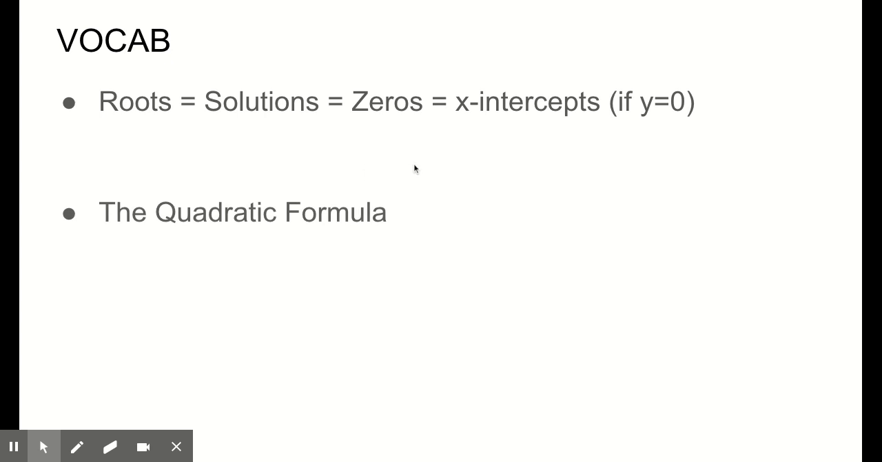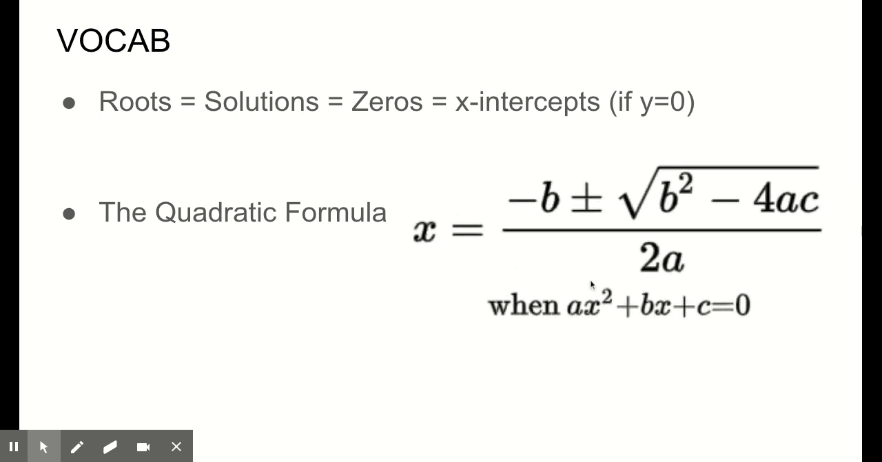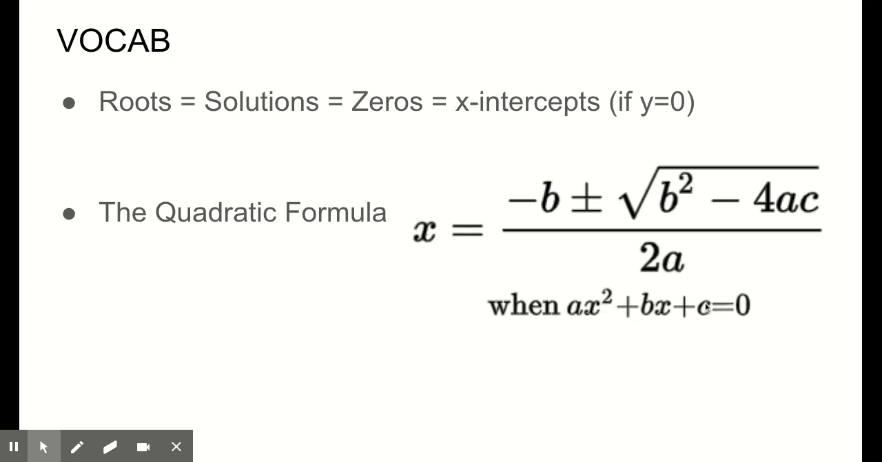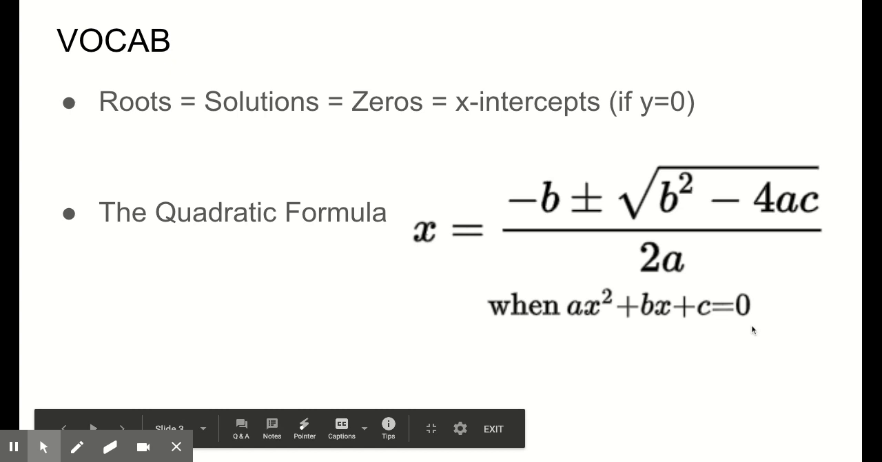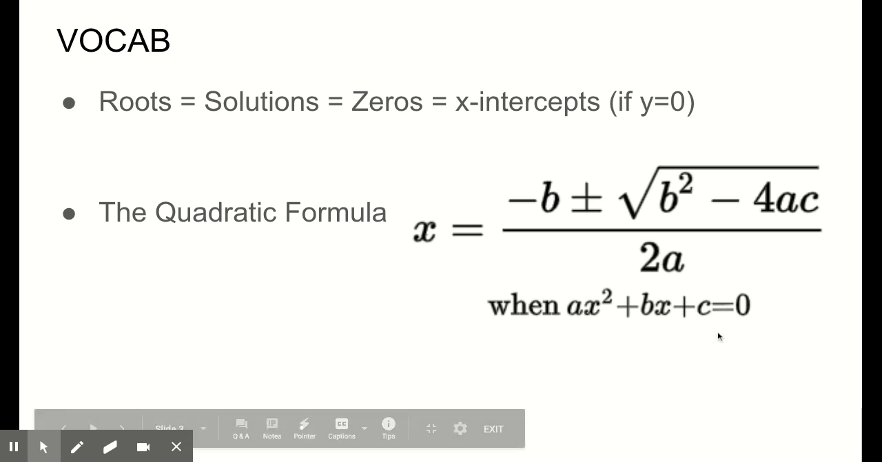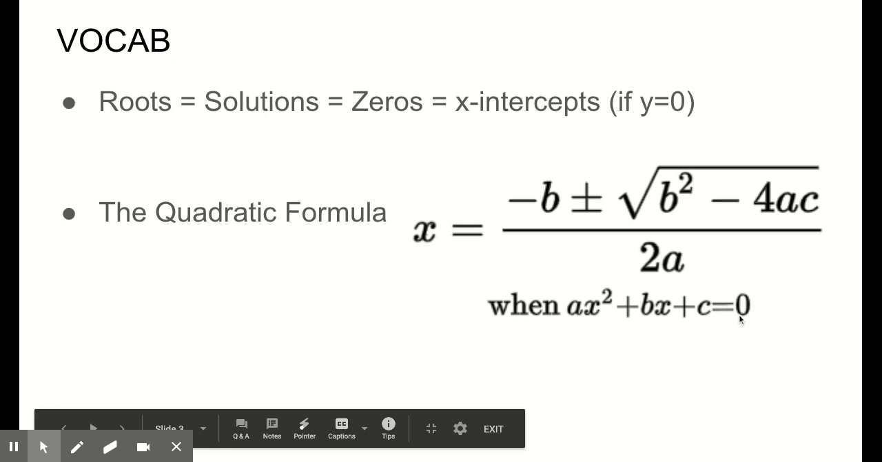So the quadratic formula is going to be a little bit daunting at first, but the more we work with it, the more we use it, the more comfortable we're going to get with it. And it looks like this. So what we're looking for is the value of x when ax squared plus bx plus c is equal to 0. So we're looking for those x-intercepts when we use the quadratic formula, which means our equation has to be equal to 0. So our first step, again, is going to be to always make sure that our equation is equal to 0, because what we're looking for here are those x-intercepts.